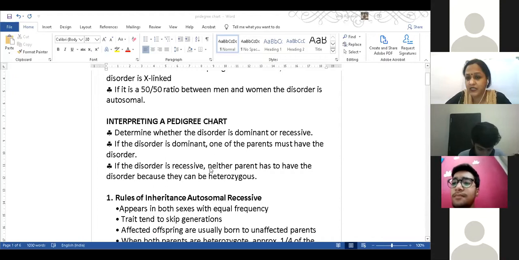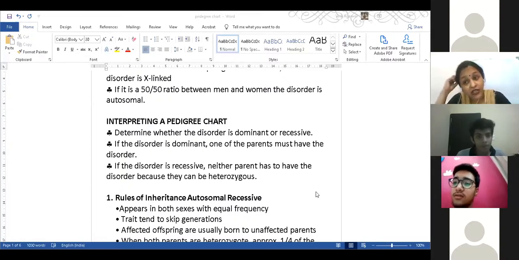Yes. Ma'am, why not Y-linked? The disorder can be Y-linked if most of the men are having it. Yes, Y-linked diseases. Have you ever come across any Y-linked disease, Aditya? There are hardly any, rarely any Y-linked genes.